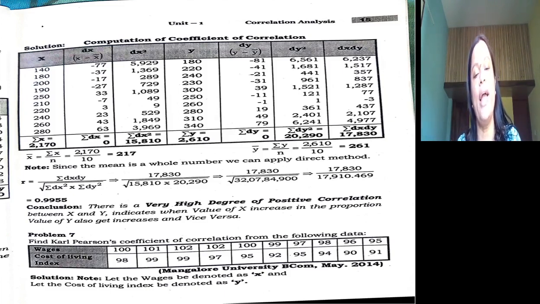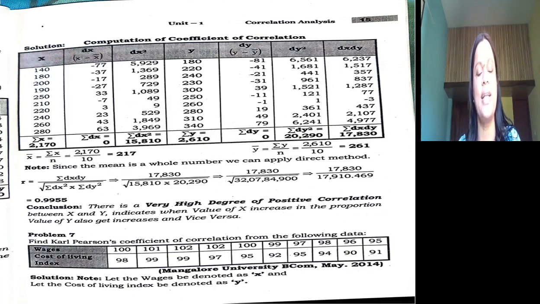So then they calculated dx square and dy square, then they multiplied dx with dy. I'm so sorry, it is not 26.1, it is 261. So we can apply the first method, the first formula, that is based on actual mean. So what's the formula? Summation dx dy divided by square root of summation dx square into summation dy square.